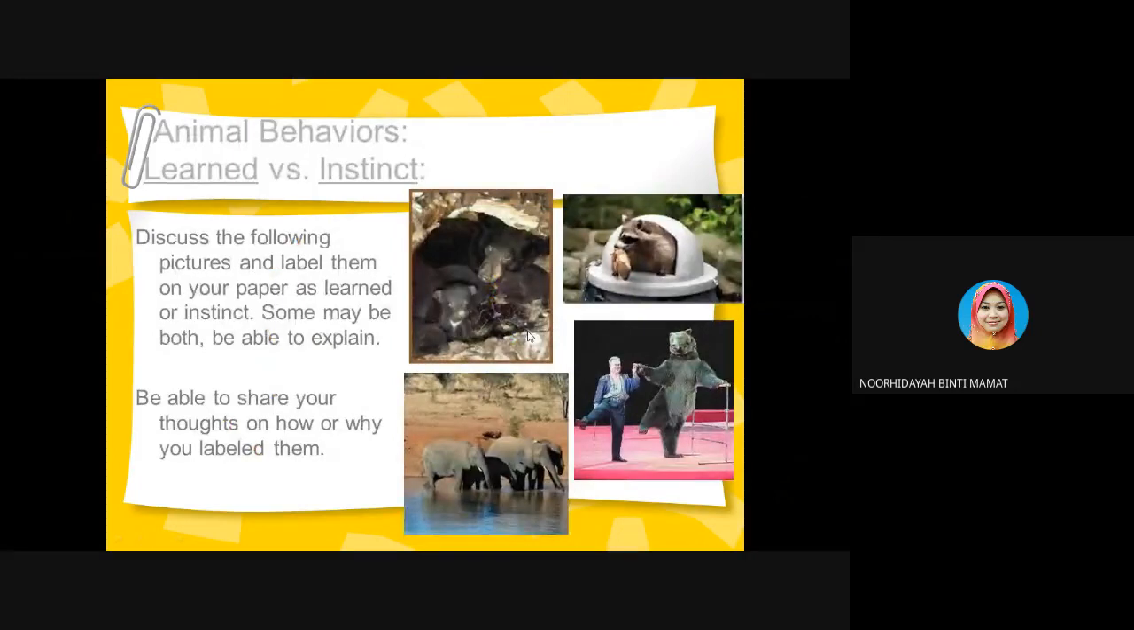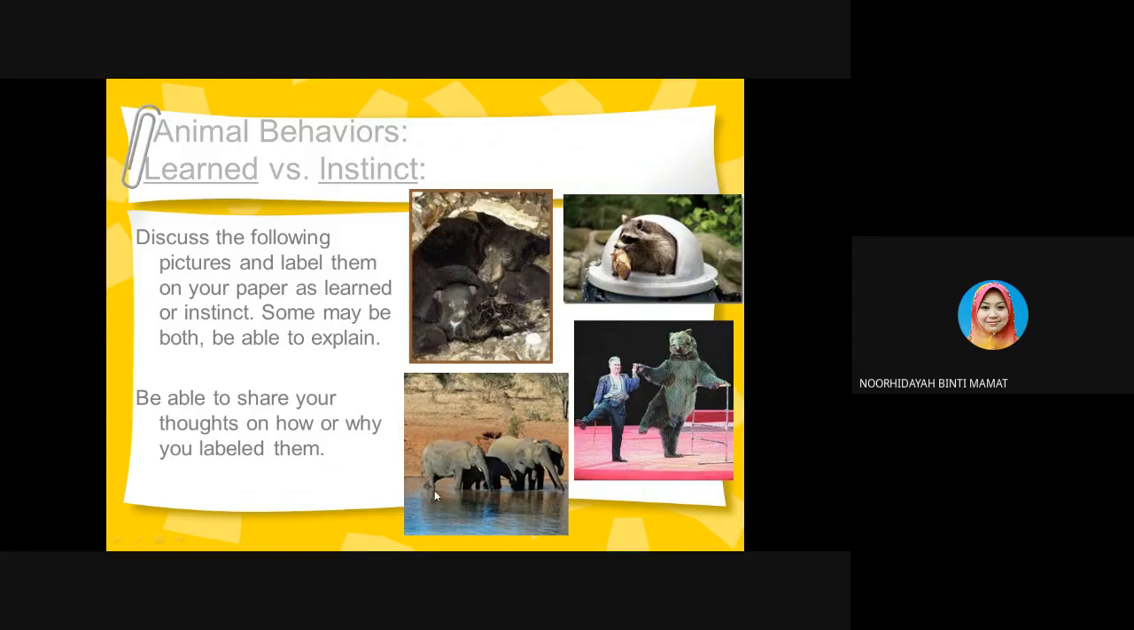So this is also animal behavior. So this is just to refresh our topic for this week. Okay, you can discuss the following pictures and try to label each picture on your paper. Okay, this is a self quiz. Okay, and maybe you can explain more of this one.